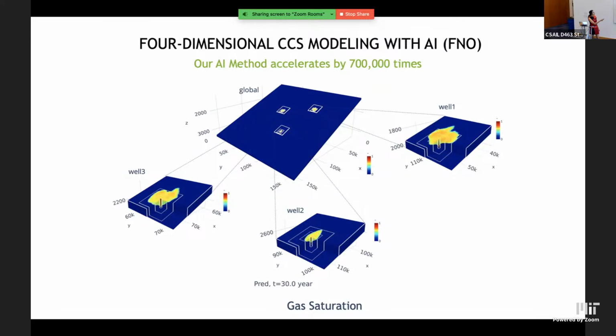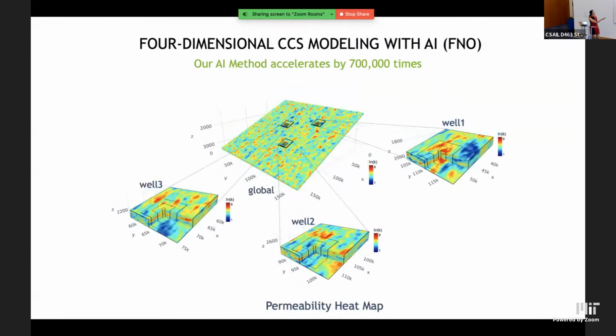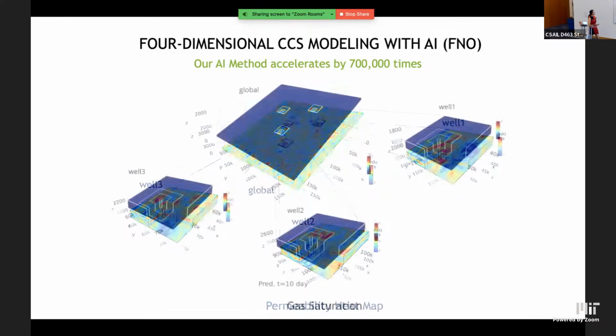What we did was a multi-grid version of Fourier neural operator. We can train separate models on the fine scale near the wells, and then a coarser scale grid for connecting the different wells, because different wells are also connected since they're permeable. They still interact with one another. This is extremely expensive for numerical solvers. We are about 700 times faster than what the solvers are able to do, and we are able to do full 4-dimensional modeling.